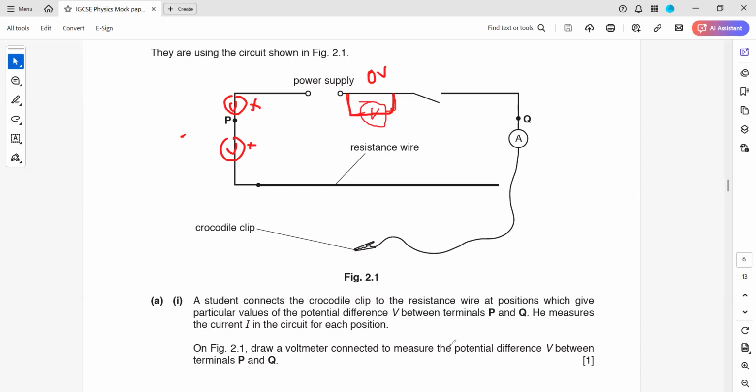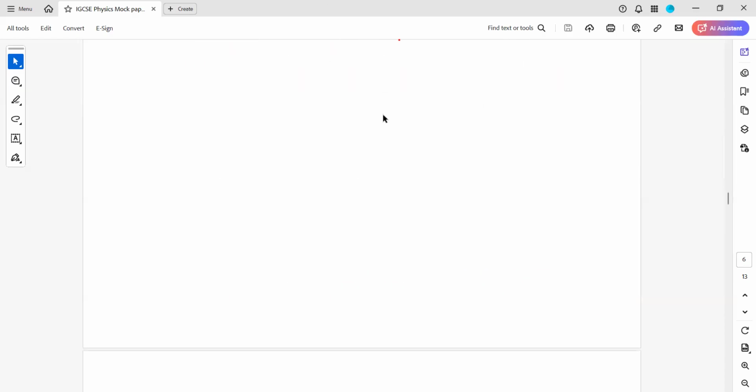So they give you the reference. They give points P and Q. Just join them from P to Q. That's it. That's the best position according to the question. So voltmeters are always connected in parallel.